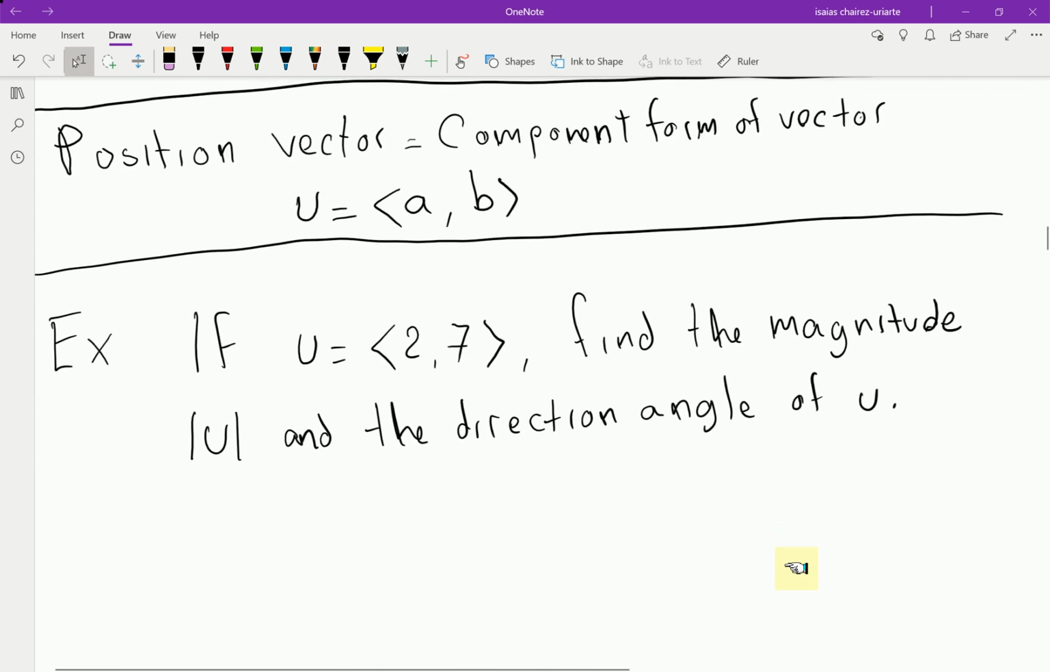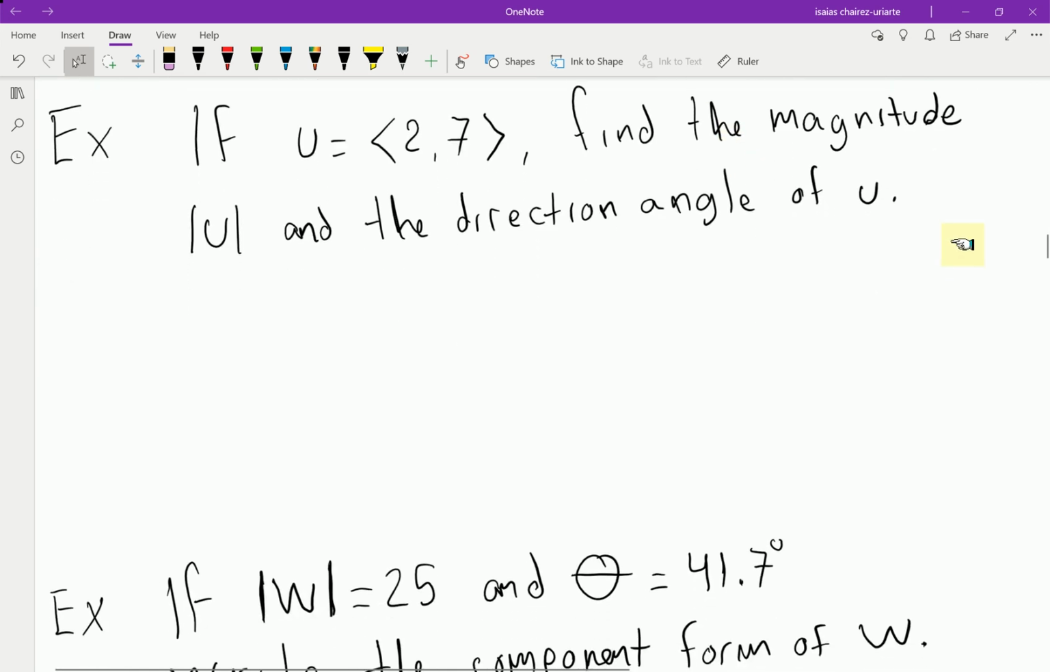All right, position vector. I just want to let you know, in these examples we're going to be asked to find position vectors or component form of vectors. What that just means is that you want to put the vector in the form a comma b with these pointy brackets. So position vector, component form of vector just means put the vector in this form. All right, let's get into some exercises then.